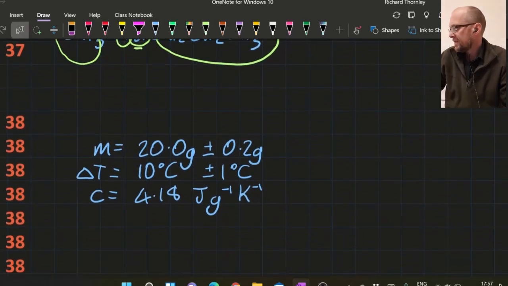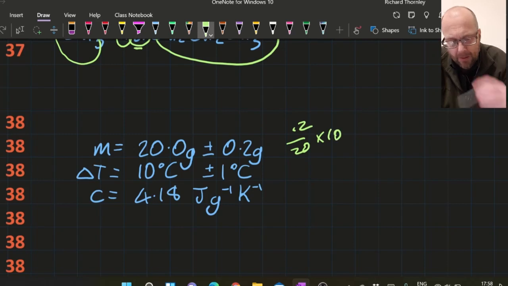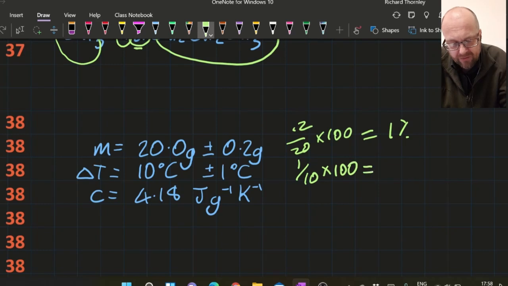38. What's the percentage uncertainty? Well, you have to add up the individual percentage uncertainties. So 0.2 over 20 times 100. Is that 1%? 2 would be 10. So that's 1%. And this is 1 over 10 times 100, which is 10%. This has no uncertainty, so don't worry about it. So I'm uncertain by 11%.